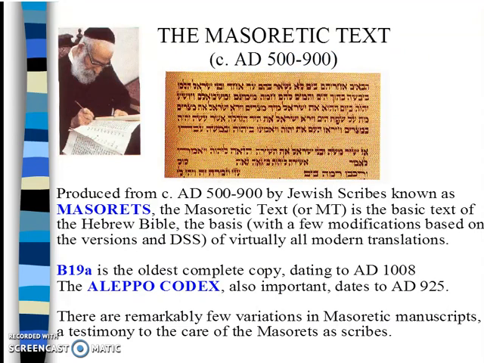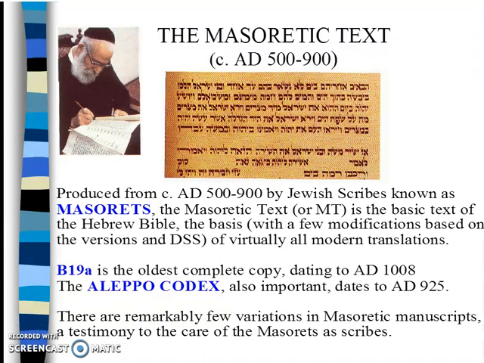The text that is translated in our English Bibles tends to be what is called the Masoretic text. Masoretic texts came to be developed in the years AD 500 to 900 by Jewish scribes known as Masorets. The Masoretic text is the basic text of the Hebrew Bible, the basis of almost all modern translations. And again, B19A is the oldest complete copy of the Hebrew Bible, dating to AD 1008.